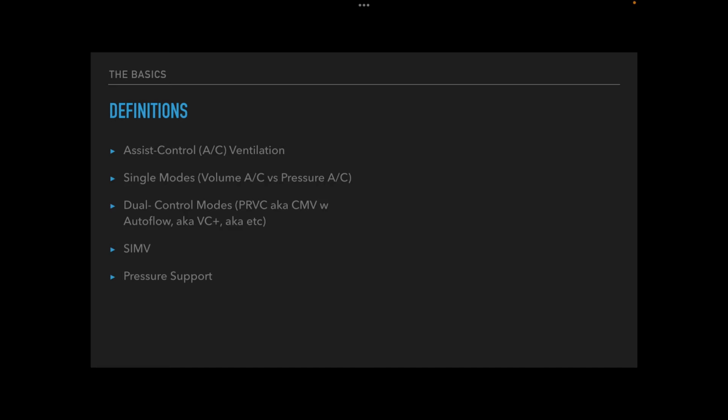So, a few things we need to cover, the basics. We'll go over the various definitions of assist control ventilation, single mode ventilation, which is your volume assist control and your pressure assist control, and your dual control modes. Typically, we think of PRVC. That naming convention may change based on the manufacturer, but it all works pretty much the same. SIMV, synchronized intermittent mechanical ventilation, and then pressure support.